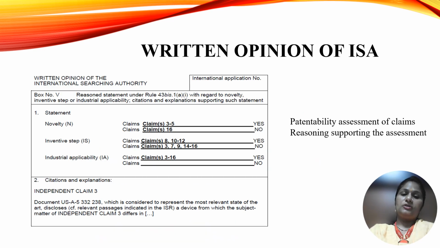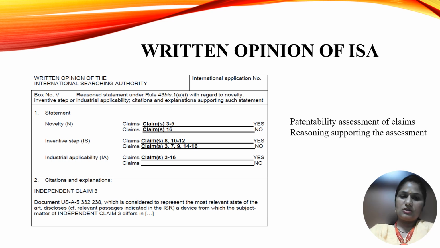Now, let's talk about the written opinion of the ISA, the written opinion of the International Searching Authority. It will have an international application number, which is distinct for every application, and that helps anyone to check the stages also, right? So a box is given, and then a reasoned statement under Rule 43 bis.